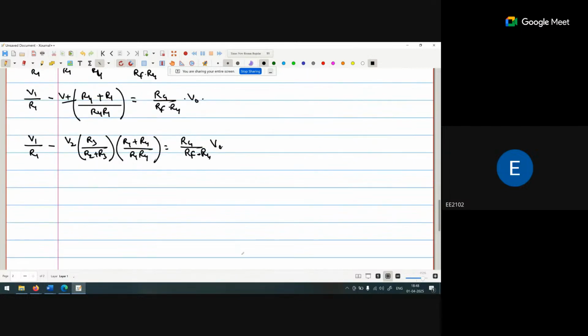Can you solve it now? Take R1 LCM, denominator times R1 LCM, and multiply this one. So it is V1 minus V2 R3 upon R2 plus R3 multiplied by R1 plus R4 upon R4 is equal to Rg into R1 upon Rf into R4 times V naught.